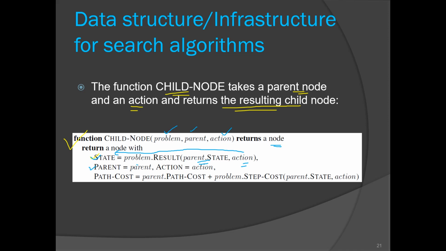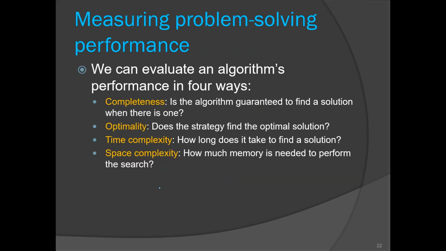The parent will be the parent received in the parameter, and the action is also received in the parameter. The path cost will be the path cost of the parent plus the step cost of the problem. So that will be the path cost. This is how we update this information, and we update the newly generated node.